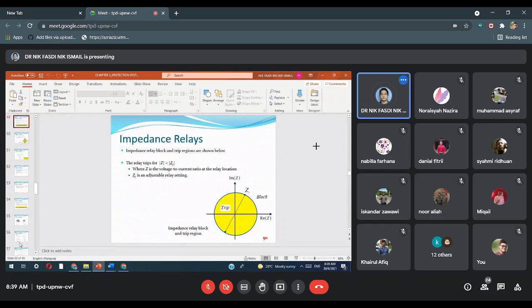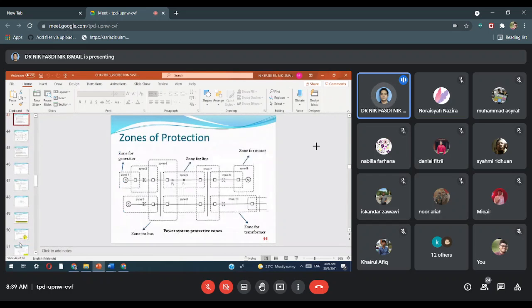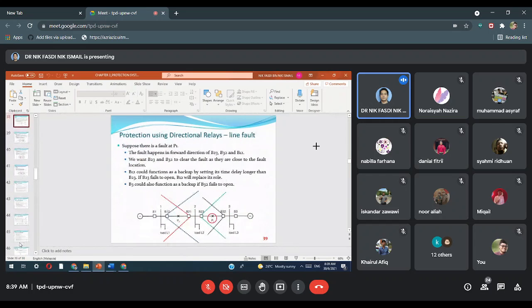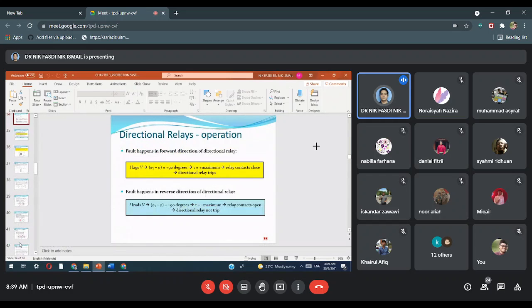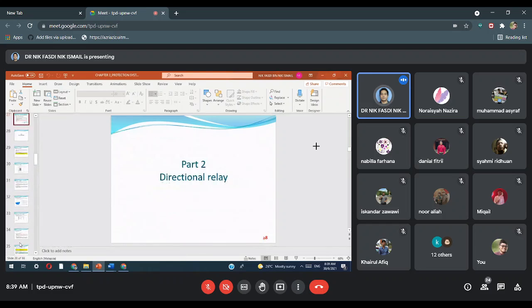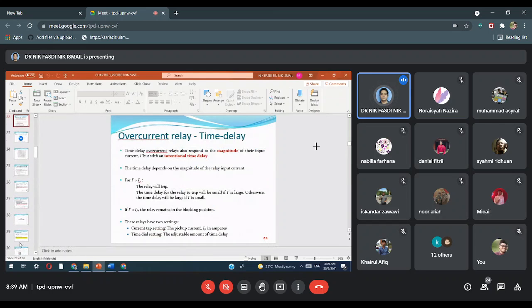Okay, so those are the types of relays that we cover in this chapter, protection. Okay, so today ada soalan tak before we start the tutorial? Semua okay kan? Tak apalah, rasa semua okay lah. Kalau nak tanya, tanya. Tak ada masalah.